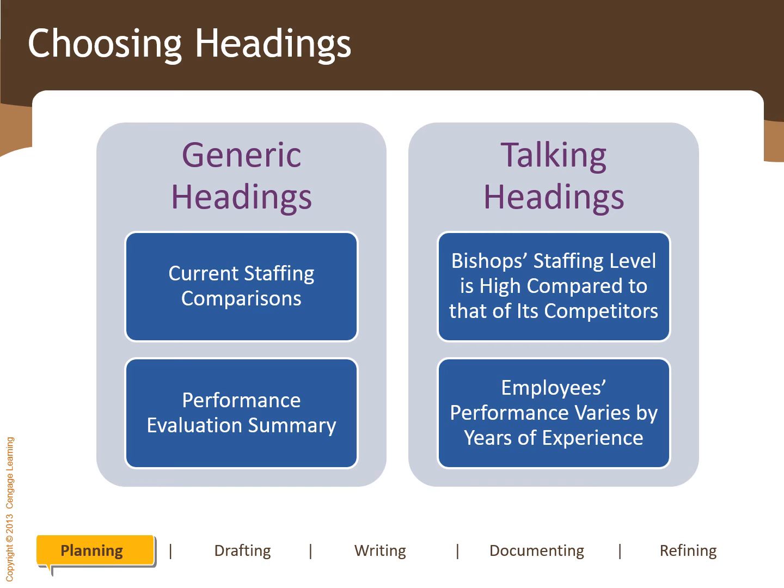On the left-hand side we have the generic headings. These are the headings and titles of the sections of the report that you will put down in writing. So this is what we will read on the PowerPoint slide or on the pages of the report. Current staffing comparisons, for example, or performance evaluation summary. These are the headings that we will have in writing. But when you are talking about this particular section, you don't just read "current staffing comparisons." You expand on it. So this is the talking heading.